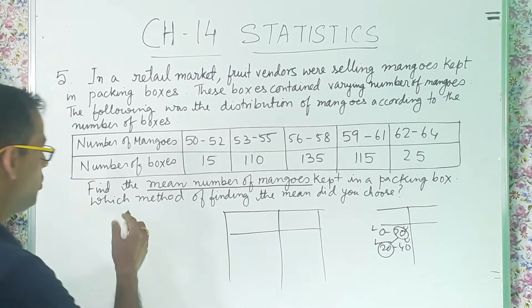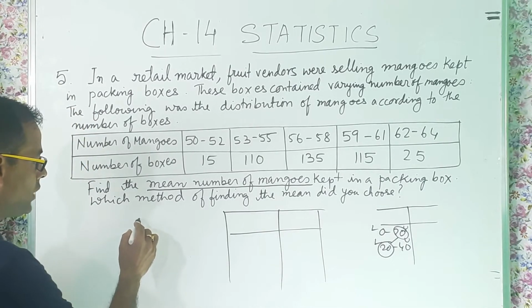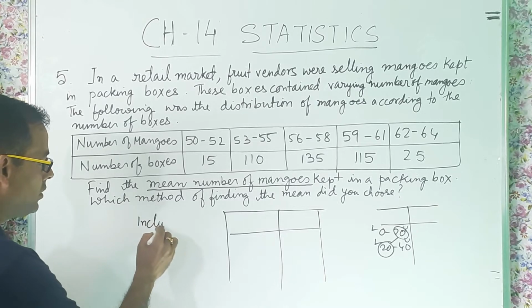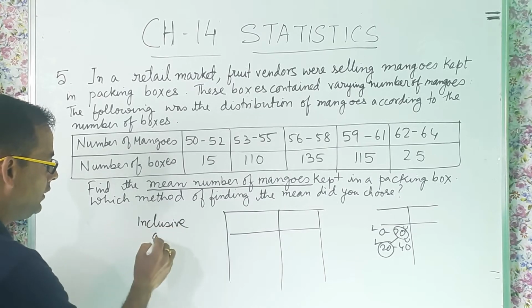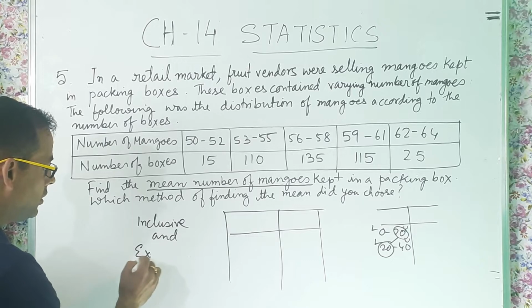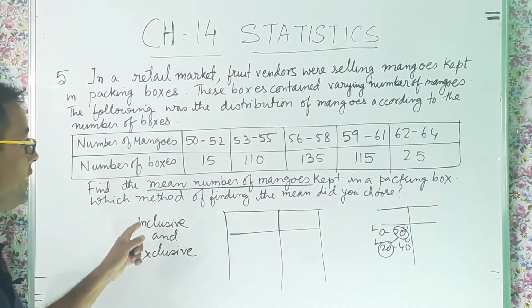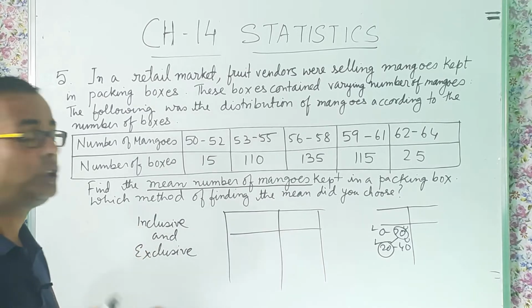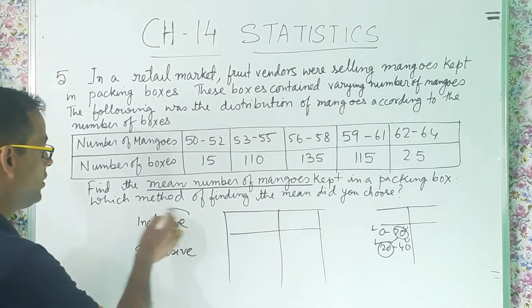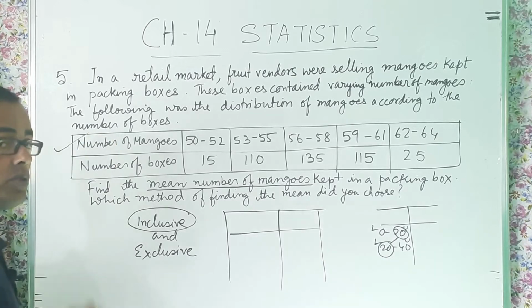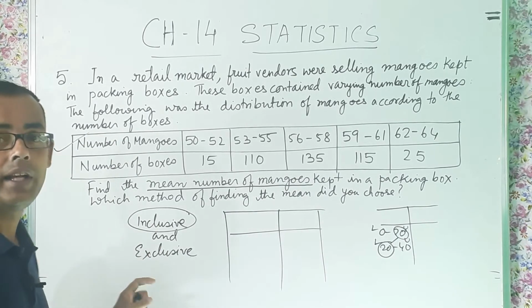Why? Because class interval is of two types, inclusive and exclusive. Inclusive class interval and exclusive. So this sum is inclusive, and we will now change it into exclusive.